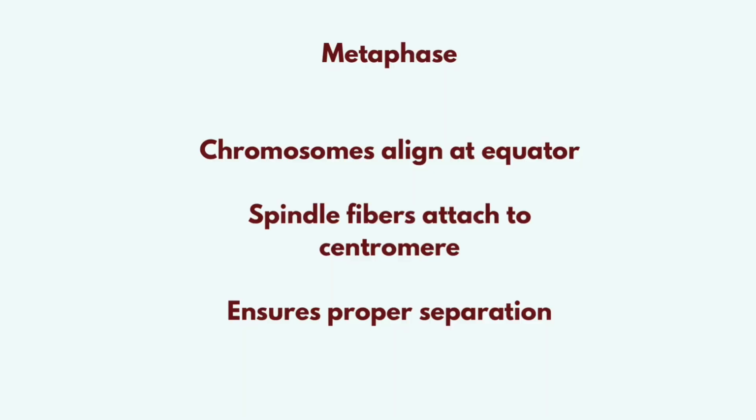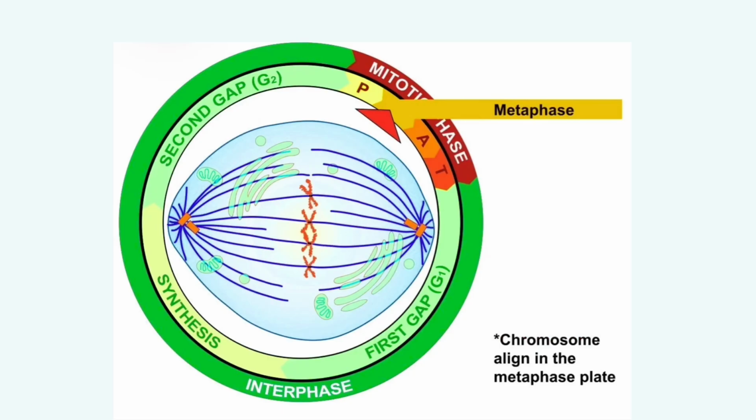Next is metaphase. What happens here? Chromosomes line up at the center of the cell, the metaphase plate, and spindle fibers attach to the centromere of each chromosome. The key point here is that this alignment ensures even separation of chromosomes.